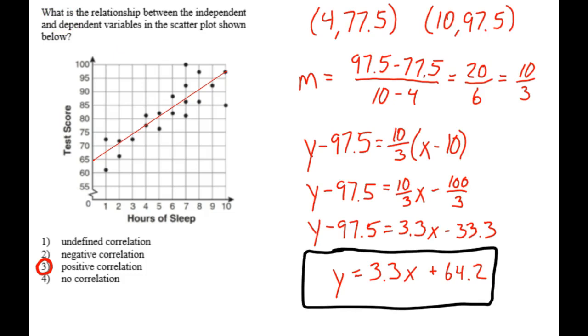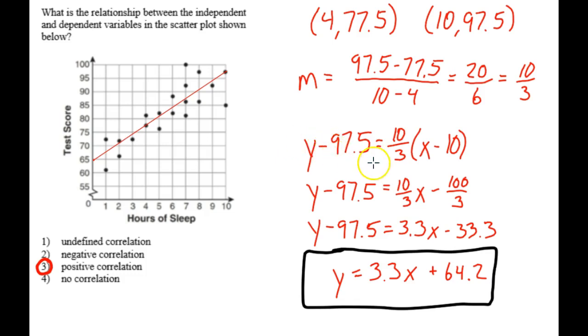So to determine my line of best fit, I had to use my 2 ordered pairs, (4, 77.5) and (10, 97.5). Then I had to use my slope formula, y2 minus y1 over x2 minus x1, which simplified to 10 over 3. Once I had that, I had to plug my slope and one of the ordered pairs, doesn't matter which one I pick, into the point slope form for linear equations.